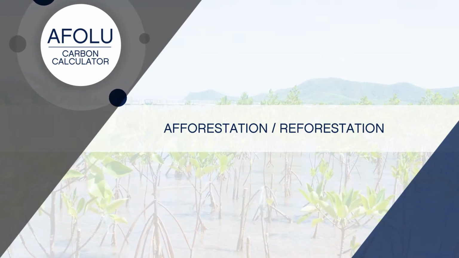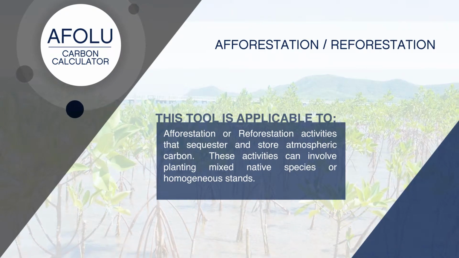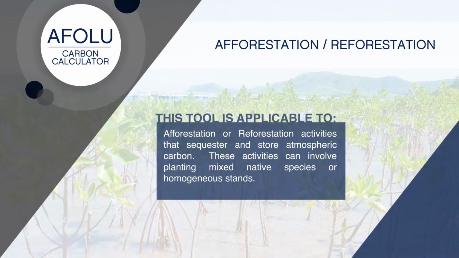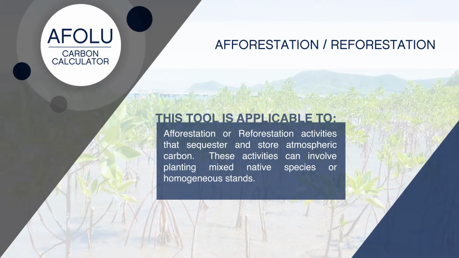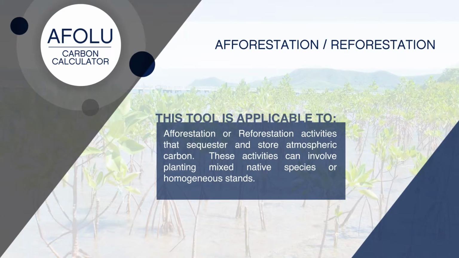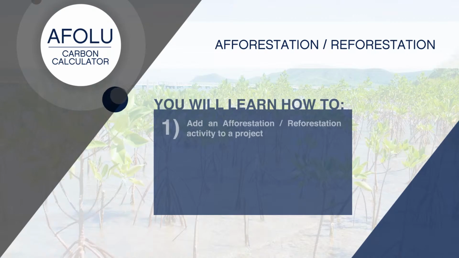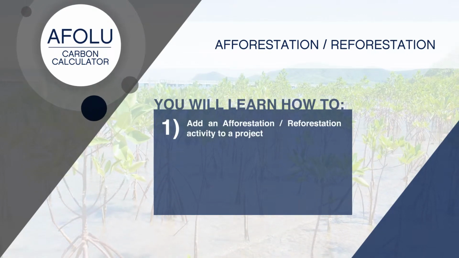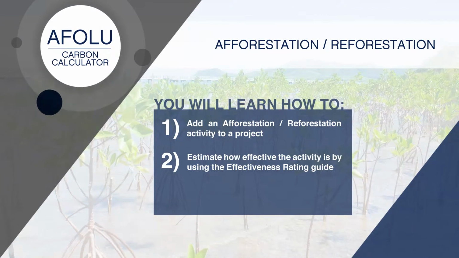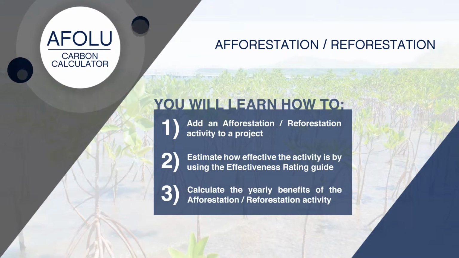The AFOLU carbon calculator's AR tool is applicable to afforestation or reforestation activities that sequester and store atmospheric carbon. These activities can involve planting mixed native species or homogeneous stands. This tutorial will cover how to add an AR activity to a project, estimate how effective the activity is by using the Effectiveness Rating Guide, and calculate the yearly benefits of the AR activity.